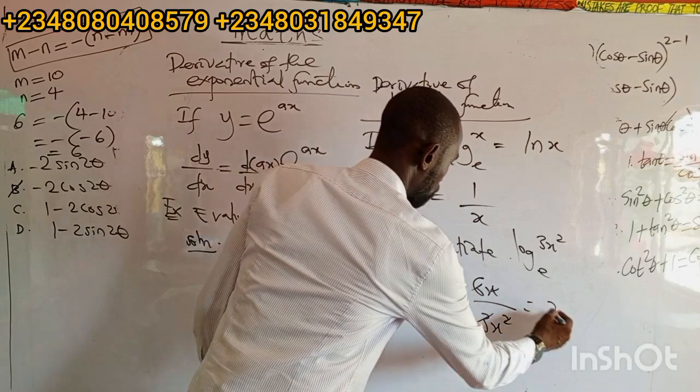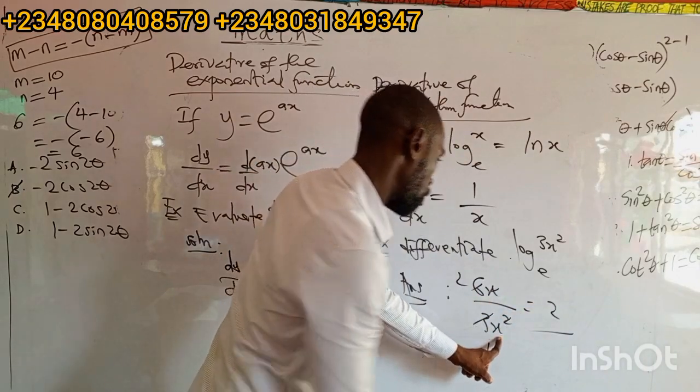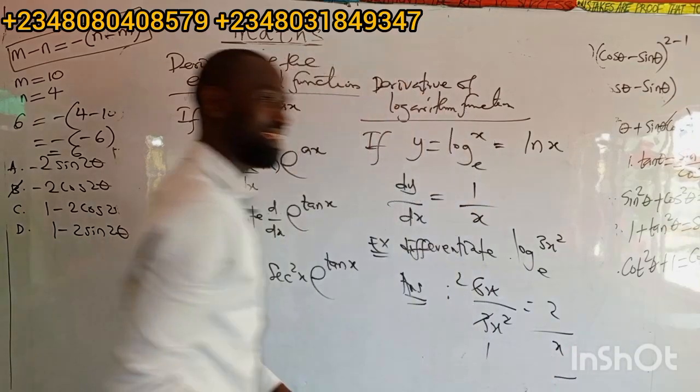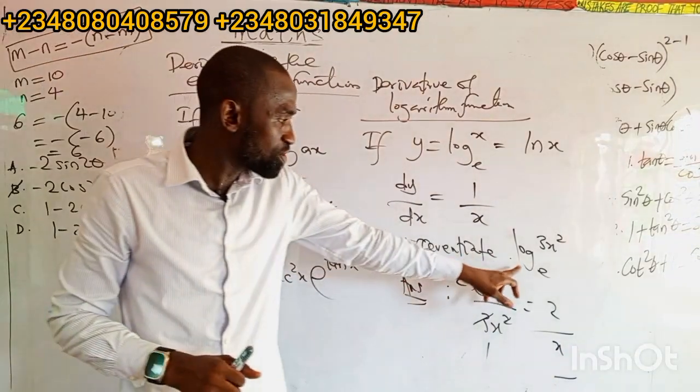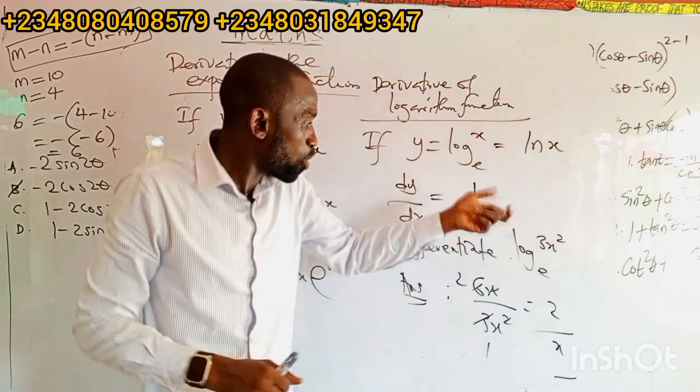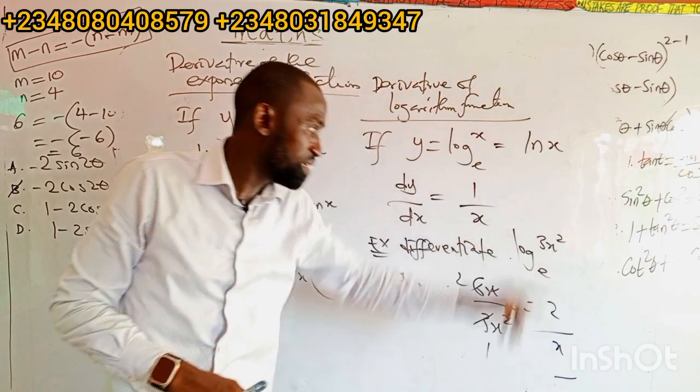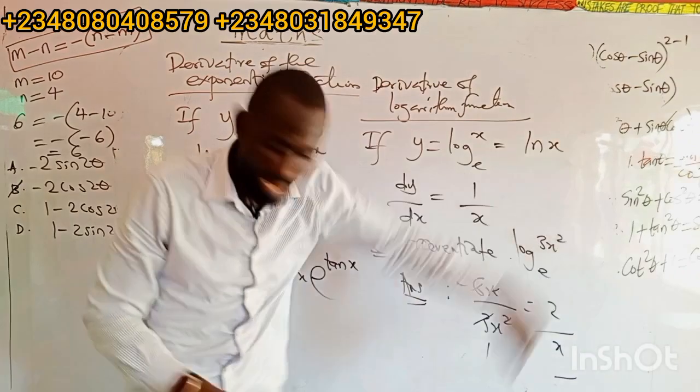So the answer was 2 all over just ordinary x. Is it clear? That is just the rule. Shortcut. So when the thing involves log of 3x squared base e, log of base e of an expression, imagine that expression all over that.